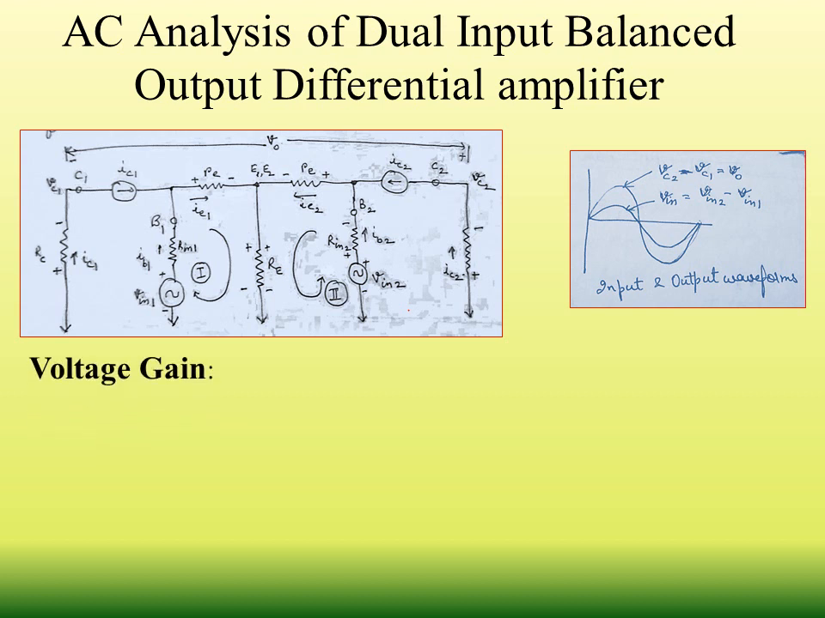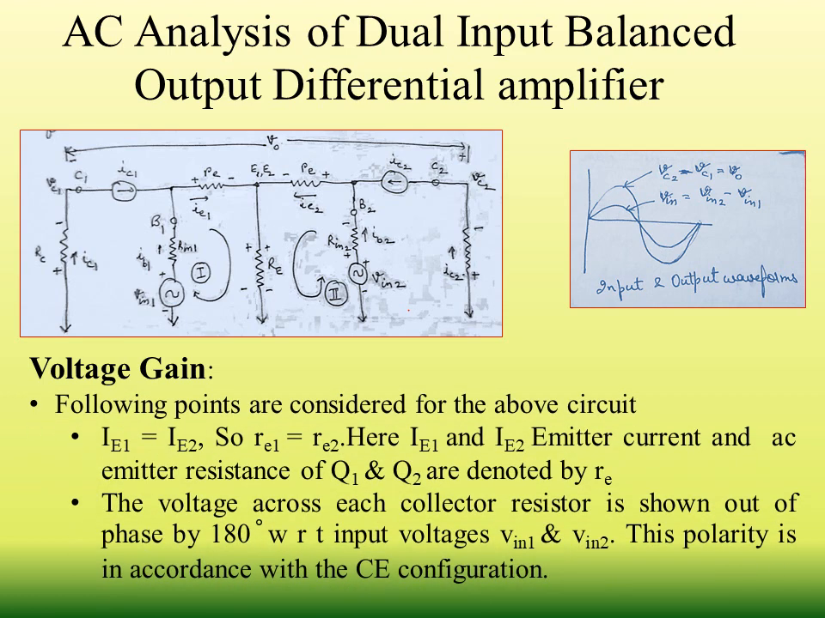Now, by the AC analysis we were saying that we can calculate the voltage gain. So we will calculate the voltage gain. For this we'll have to consider the following points. IE1 is considered equal to IE2, so the two AC emitter resistances of transistors Q1 and Q2 are the same, and thus they are denoted as shown in the figure by RE. Also, the voltage across each collector resistor is shown out of phase by 180 degrees with respect to input voltages VIN1 and VIN2 as shown in the figure.